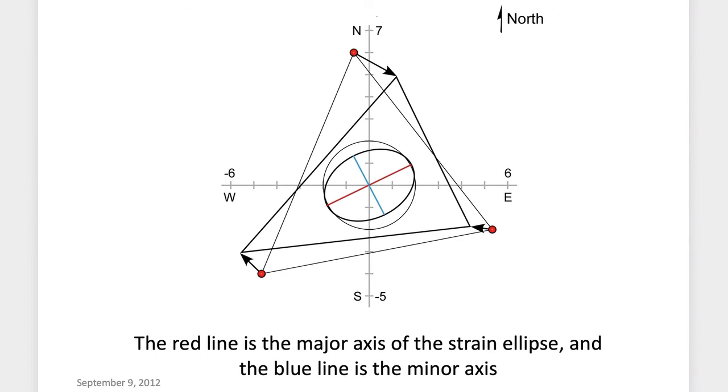The ellipse that you see superimposed on the original circle is the horizontal strain ellipse for this experiment. It has a red line indicating the maximum strain axis and the blue line indicating the minimum axis of the strain ellipse.